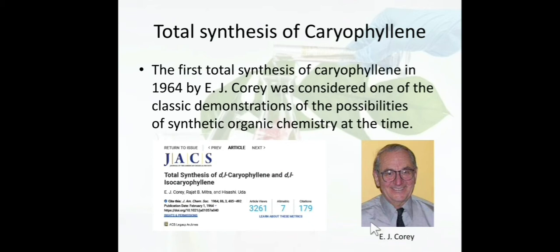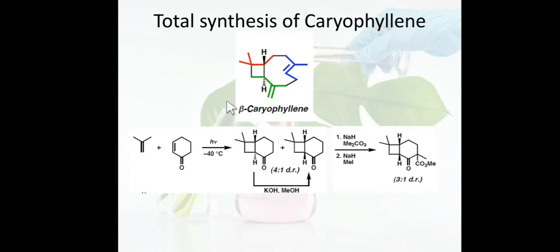So this paper is all about the total synthesis of caryophyllene by E.J. Corey. Especially I will highlight the second author, that is Rajat B. Mitra, who is a scientist at National Chemical Laboratory, Pune. So friends, let's see how E.J. Corey achieved the total synthesis of caryophyllene.